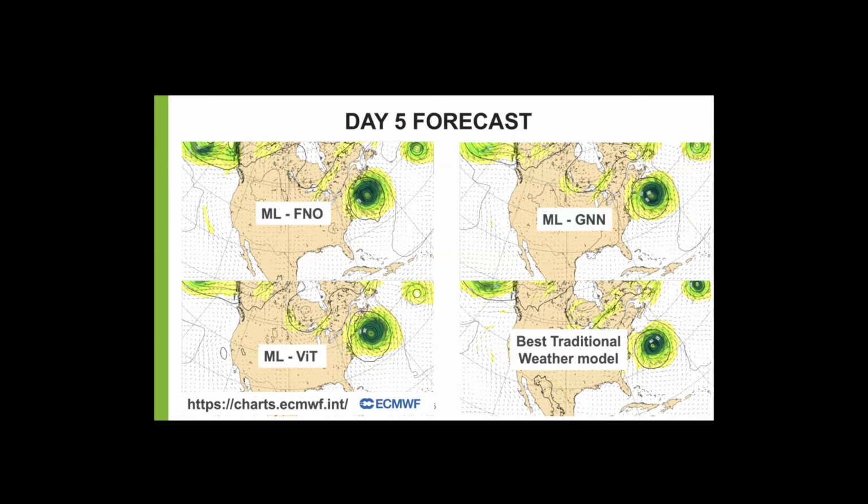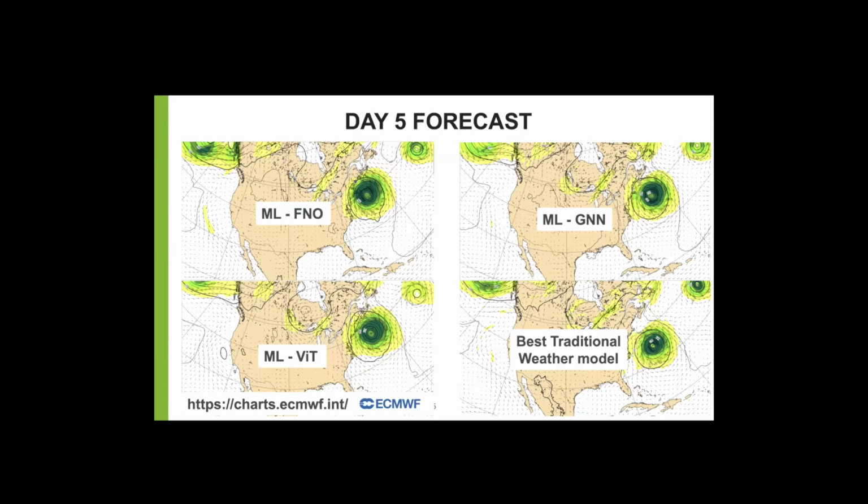So the lower right, or at least on my side, is the best traditional numerical weather prediction model, predicting a hurricane that's going to miss the East Coast, while we have 3 other models that are wildly different in terms of the machine learning architecture. We have on the top left a Fourier neural operator model that was trained at NVIDIA that was predicting a hurricane that would also miss the East Coast.